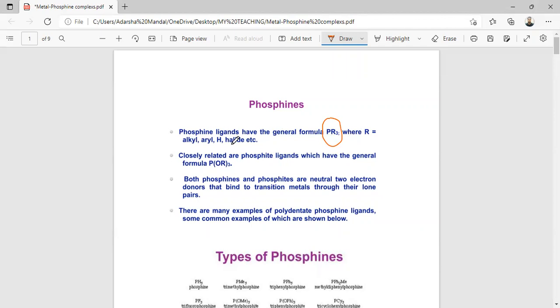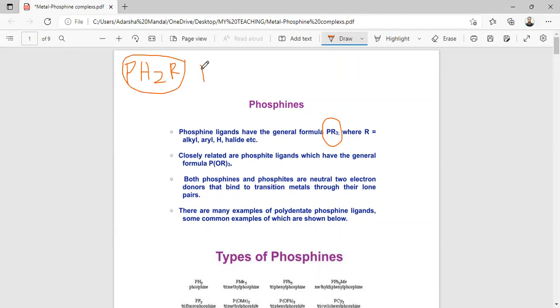Depending on the number of hydrogen atoms replaced by organic groups in PH3, the phosphines are classified into three categories. One is primary phosphine. The general formula of primary phosphine is PH2R, where one hydrogen is replaced by an R group. This is the primary phosphine.